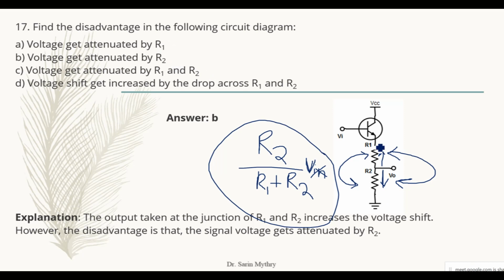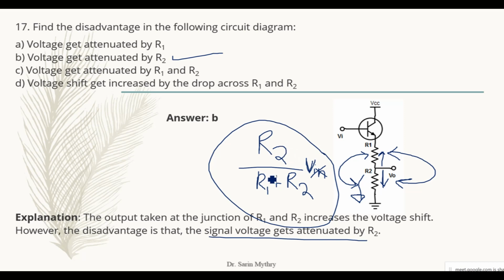It is attenuated with respect to what? With respect to R2. Why? Because R1 is directly connected to the emitter. Only R2 is directly connected to the ground, where the drop of the voltage takes place. So the voltage will get attenuated with respect to R2. The output taken at the junction of R1 and R2 increases the voltage shift, but the disadvantage is that the signal gets attenuated by R2. Why? Because the voltage is dividing across these two resistors.